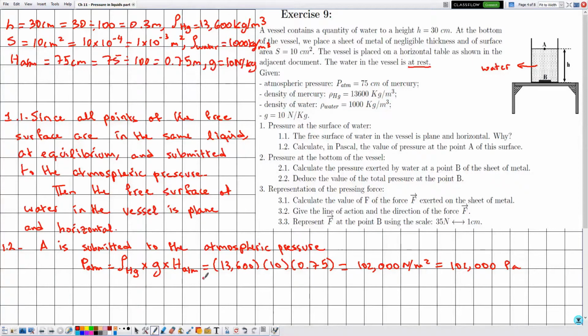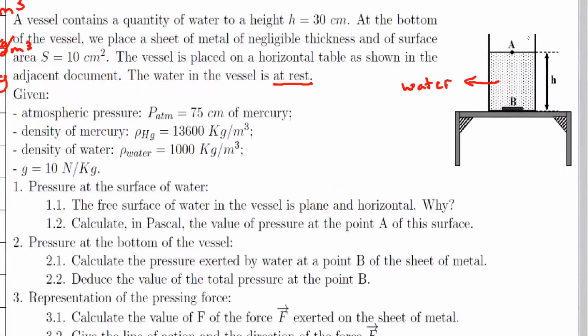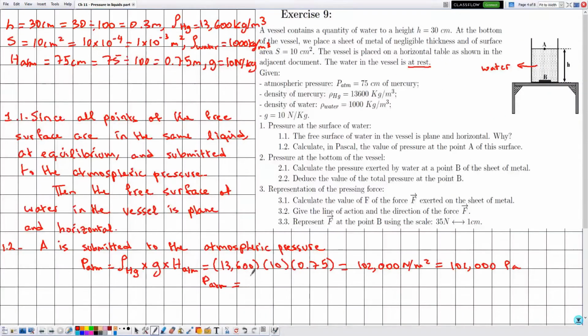Then the atmospheric pressure, which represents the pressure exerted at the point A, is equal to the pressure at the point A. So here let's write that PA is given by 102,000 Pascal.